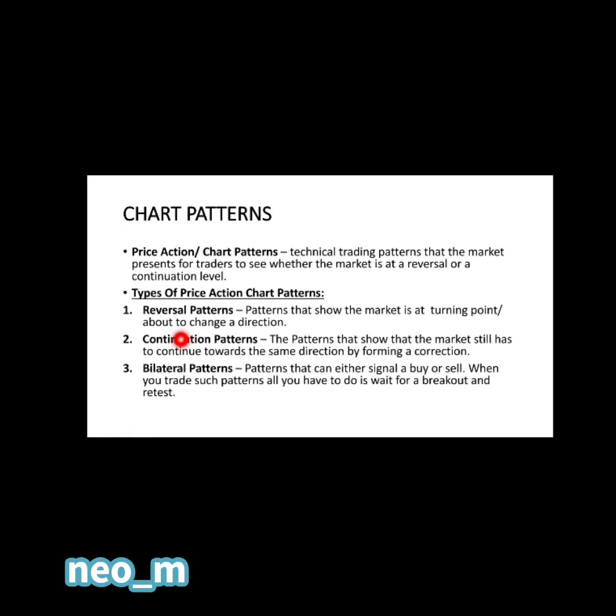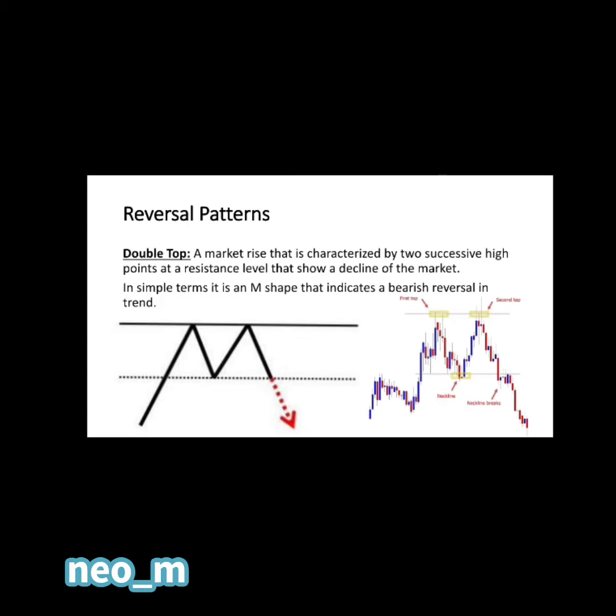And then we have continuation patterns, which are the patterns that show that the market still has to continue towards the same direction by forming a correction first. Then we have bilateral patterns, which are the patterns that can either signal a buy or a sell. When you trade such patterns, all you have to do is wait for a breakout and retest.